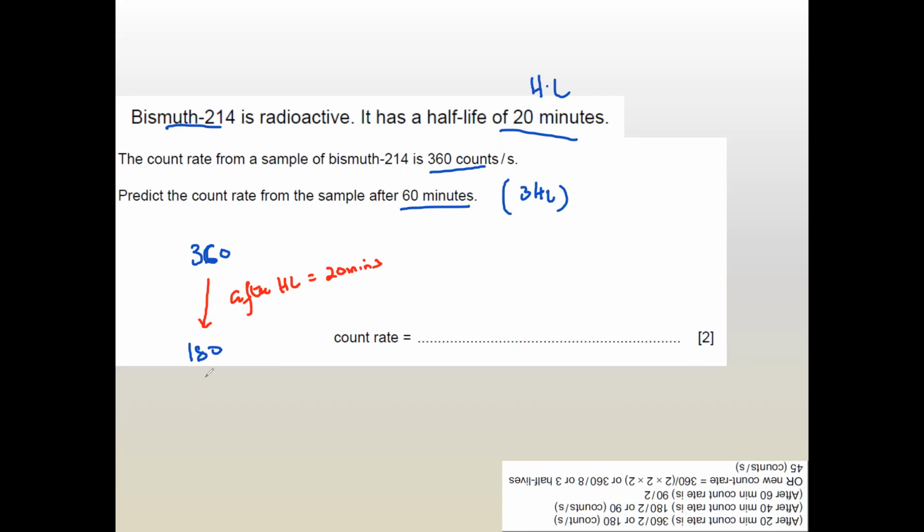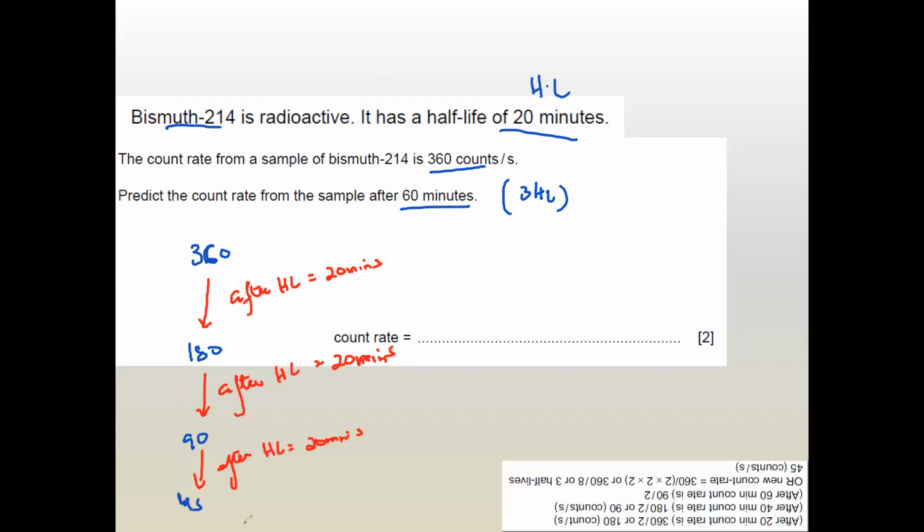Then after another half-life, means after another 20 minutes, total time passed will be 40, it will be 90. And then after another half-life, again 20 minutes passed, so it will be half of its original value. So half of 90 is 45.